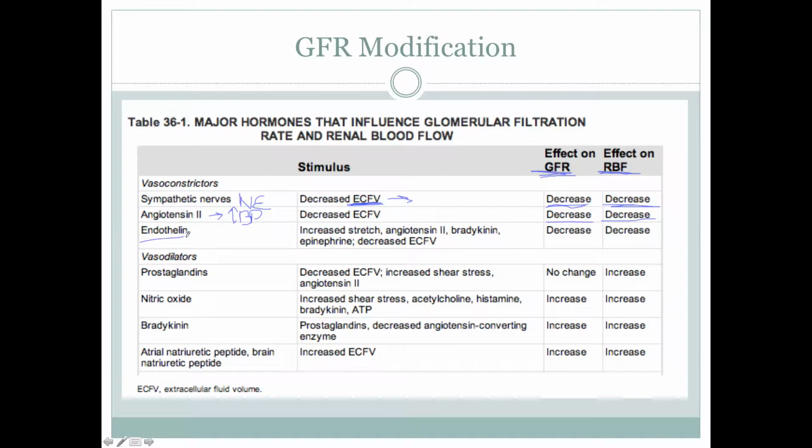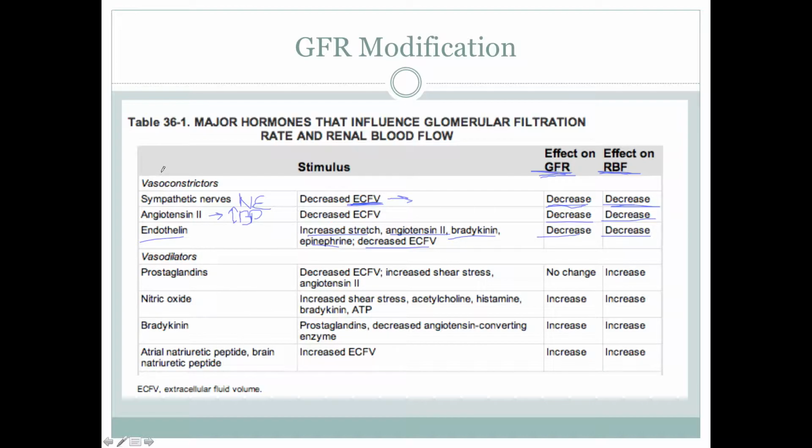Endothelin is a product that is released when there's increased stretch in muscles, like in vessels, when angiotensin II is around. Bradykinin, we know, is associated with the pain response. Epinephrine, lower extracellular volume, that will decrease the glomerular filtration rate as well.